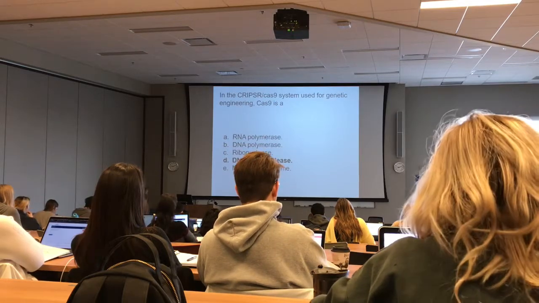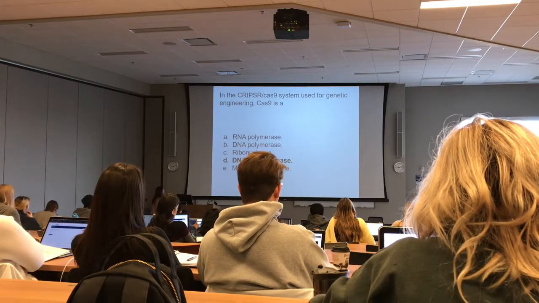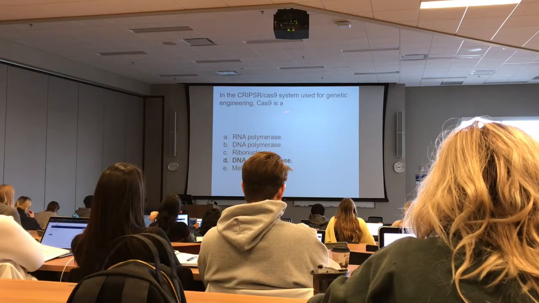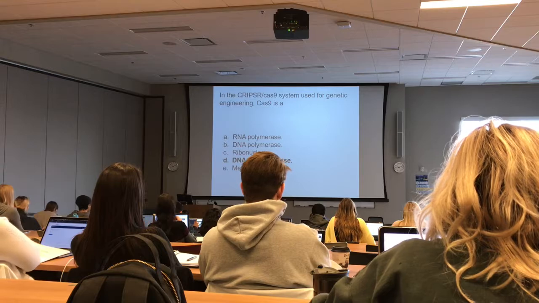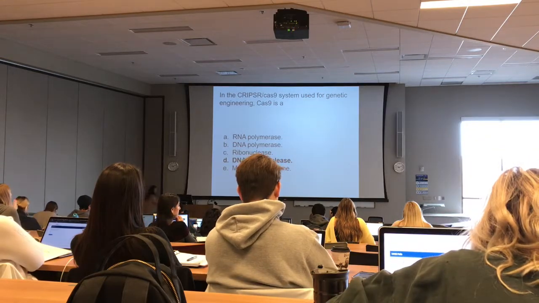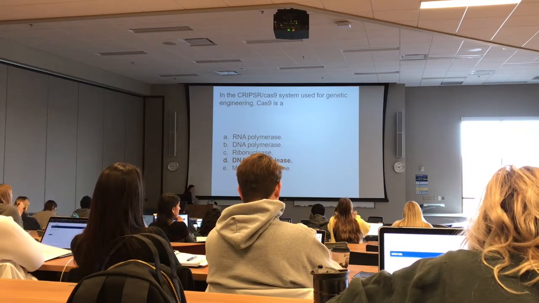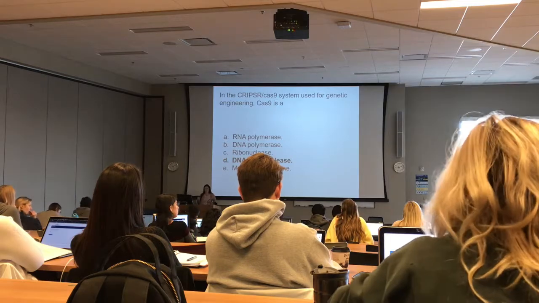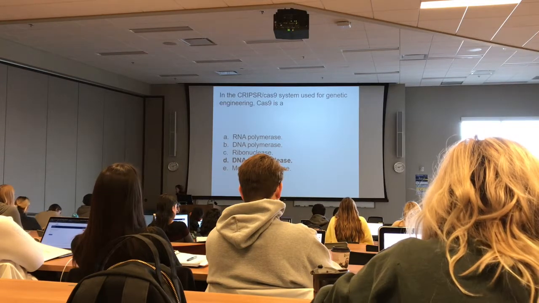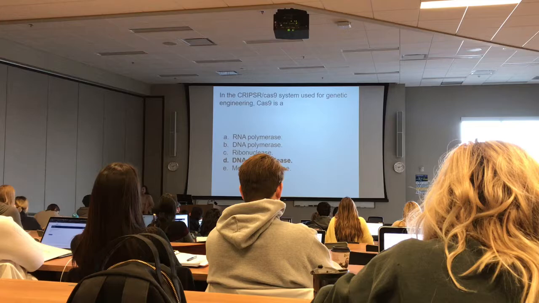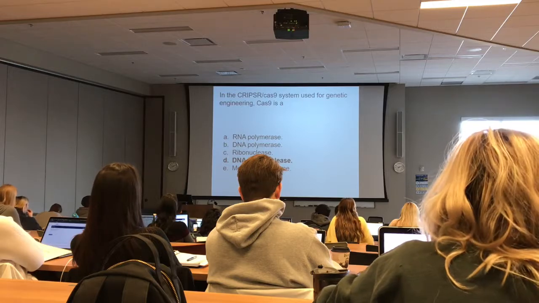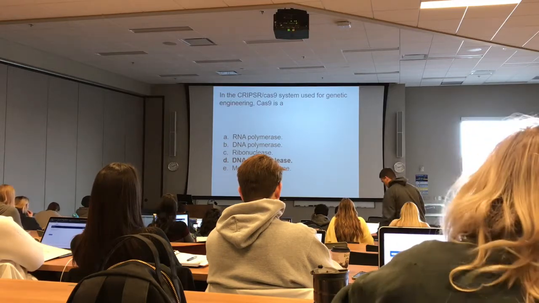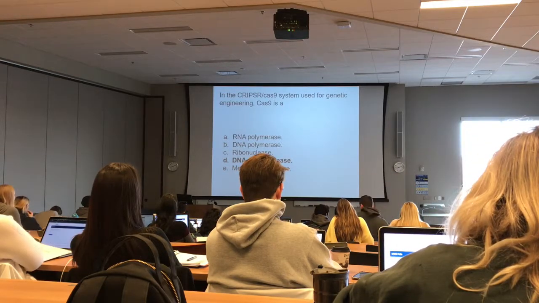All right, CRISPR-Cas9 system used for genetic engineering. Cas9 is an endonuclease, right? That's how it works. Makes double-stranded breaks in the DNA. You can modify it, right, to make one break, so to become a nickase. How else can you modify the Cas9? What could you use it for?